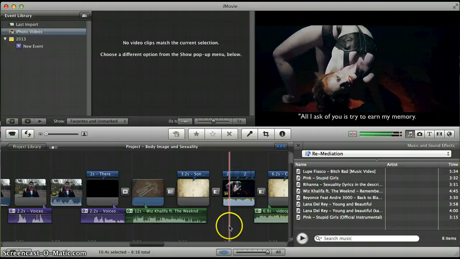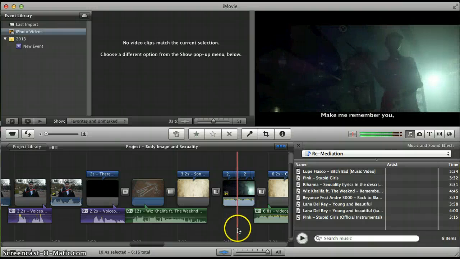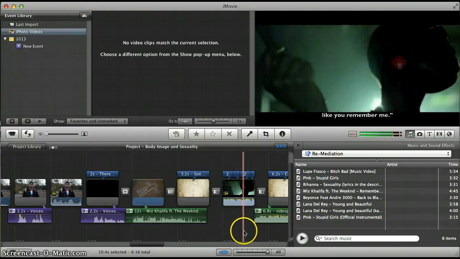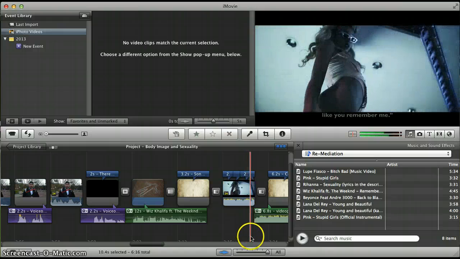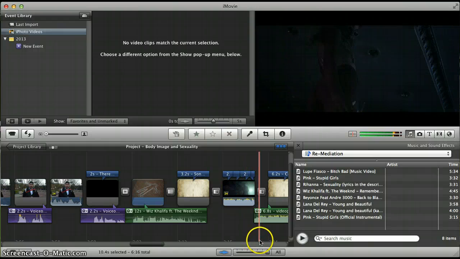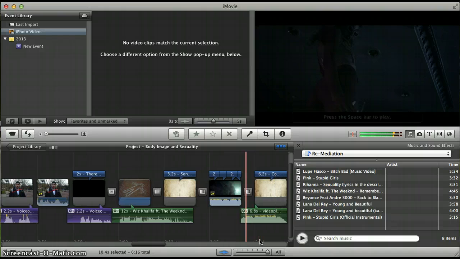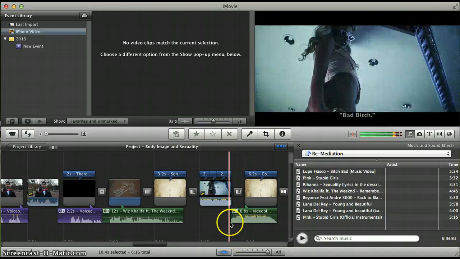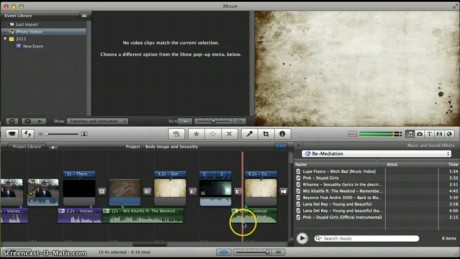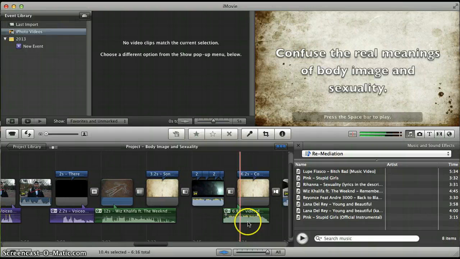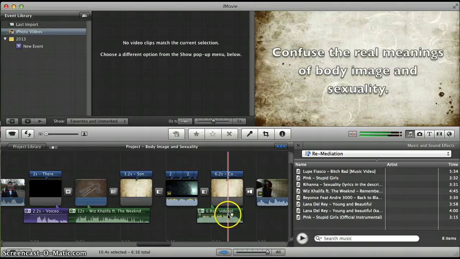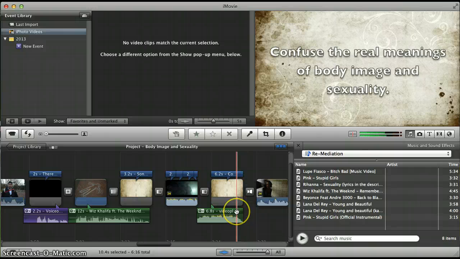The men talking in the song are kind of using these women as sexual objects. So that's why I decided to include the words, so you could really get exactly what they're saying. And then I noted that that's what's confusing the real meanings behind body image and sexuality.